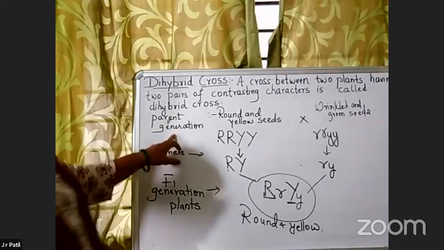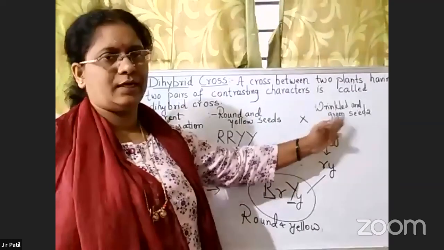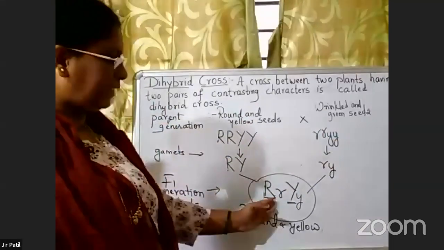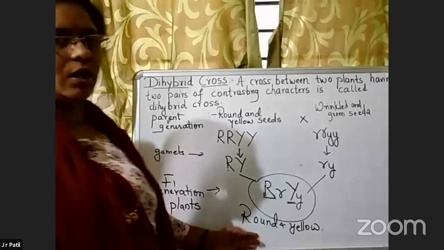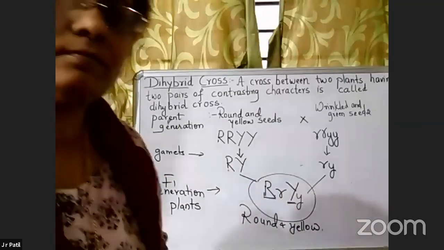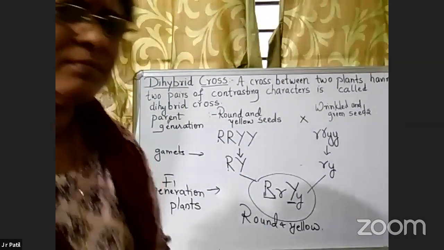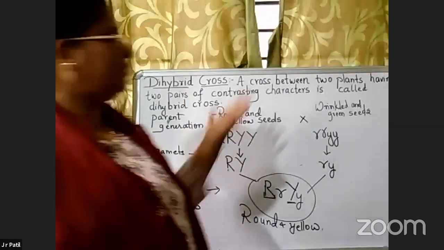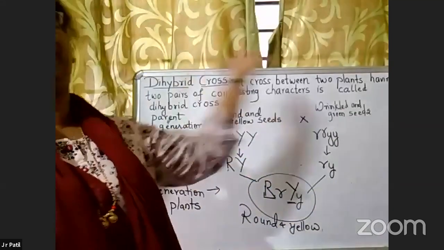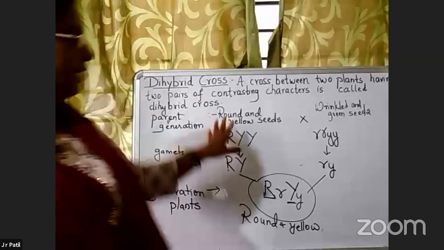So first we have seen the parent plants. One is a round and yellow seed plant. Another is a wrinkled and green seed plant, which is the recessive character. Both we are cross pollinating. Then we will get plants of the F1 generation, which are all round and yellow. Why do we get round and yellow only? We can't get round and green. With one recessive we are doing this, or we can take this also, no problem. Accordingly, we have to change the genes. That's all. Understand? Yes, ma'am, I understand.